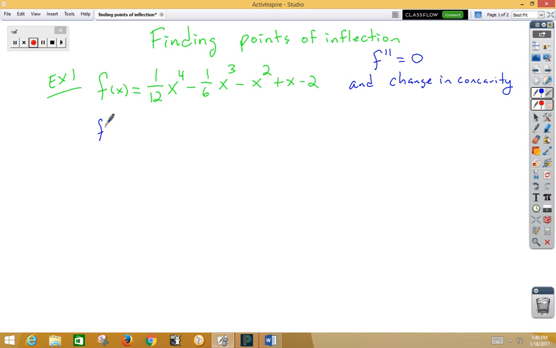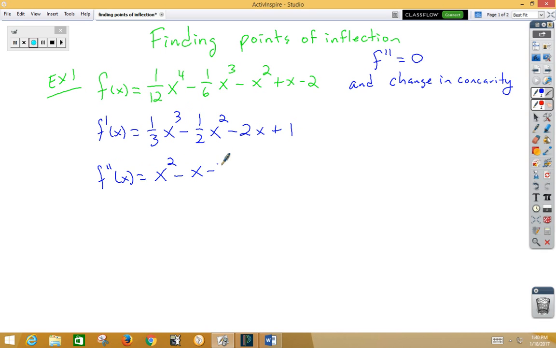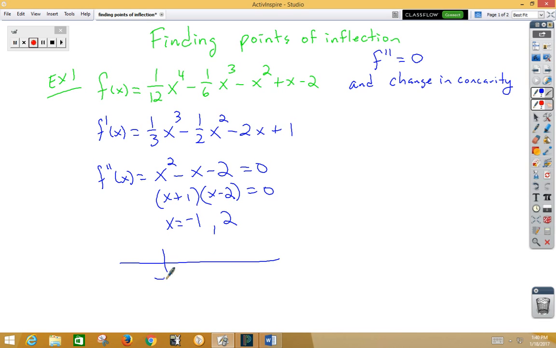So let's start by doing the first derivative. Our first derivative would be 1/3 x cubed minus 1/2 x squared minus 2x plus 1. Our second derivative would be x squared minus x minus 2. We're going to set that equal to 0 and solve normally by factoring. So we get an x plus 1 and x minus 2, which would give us possible points of inflection at -1 and 2.